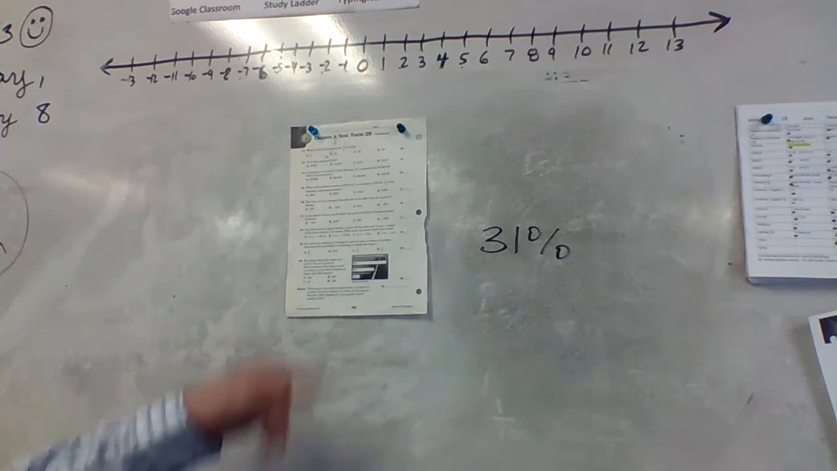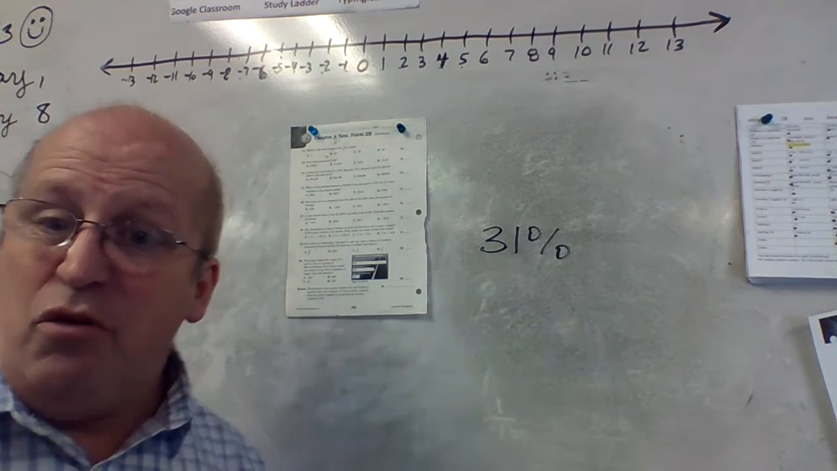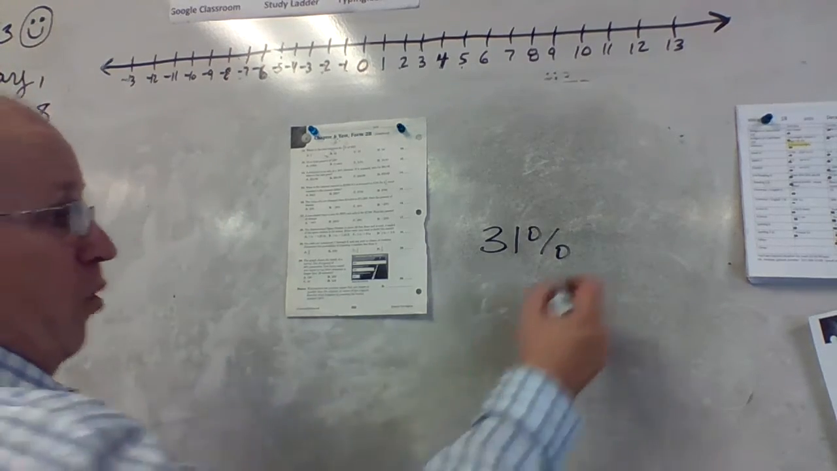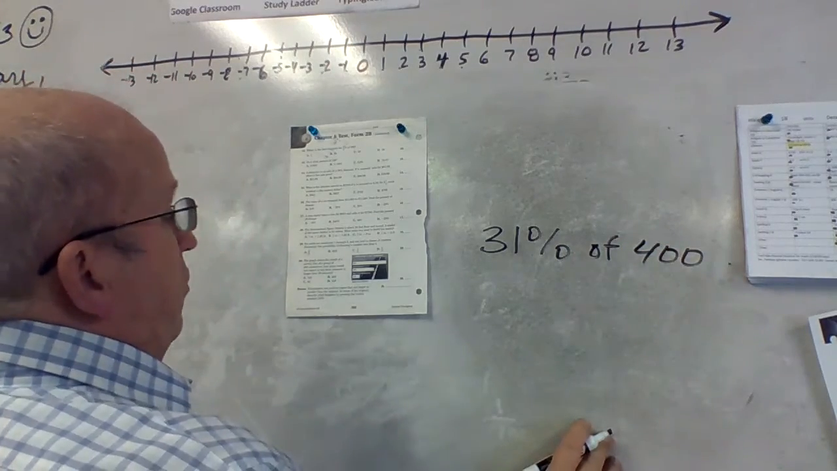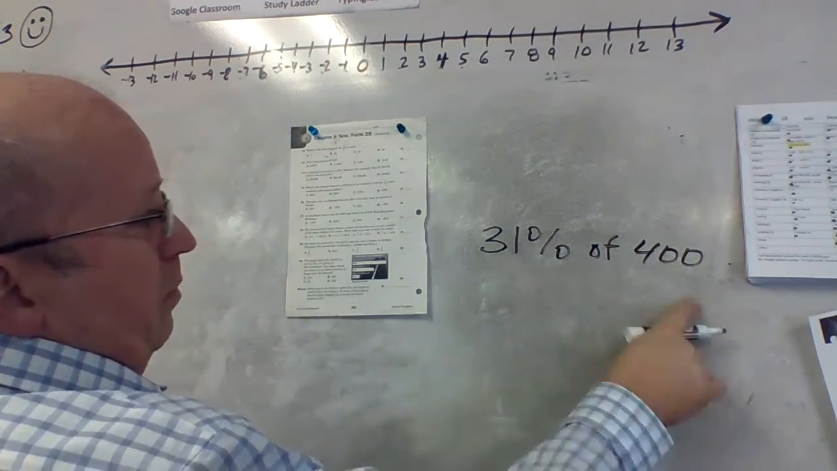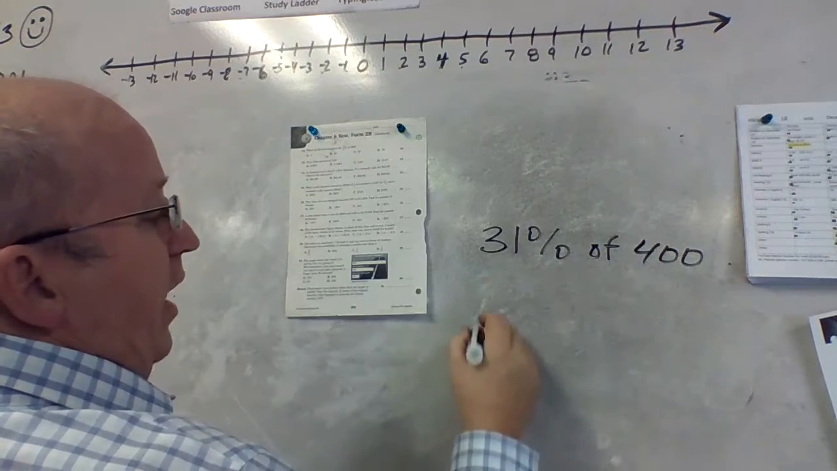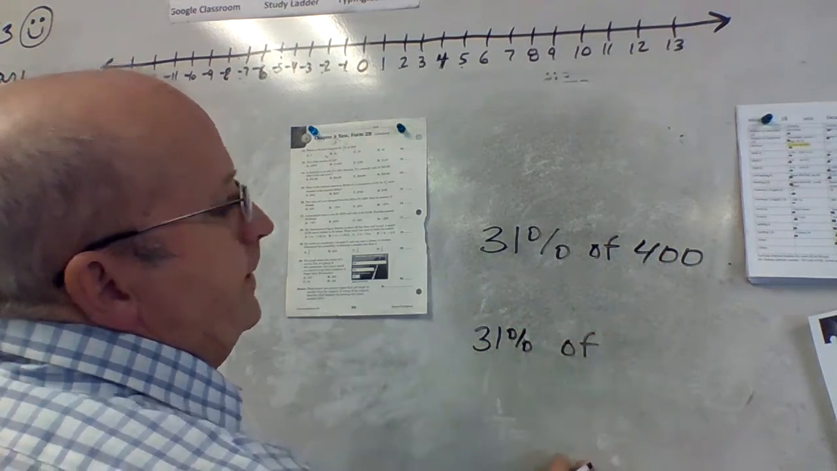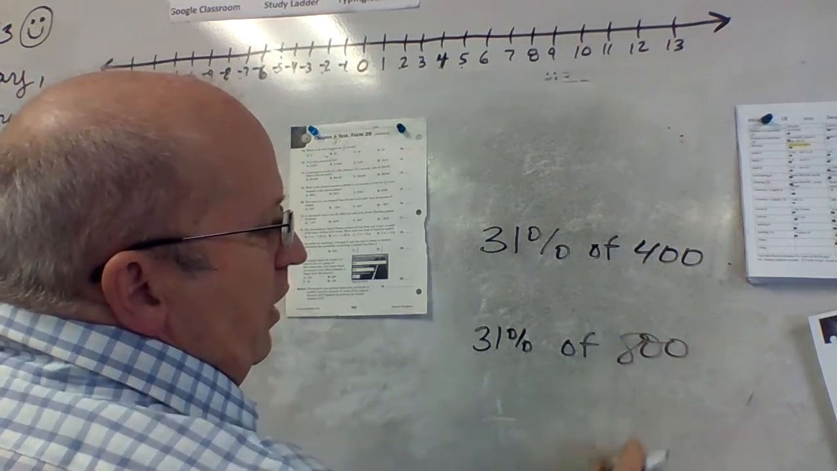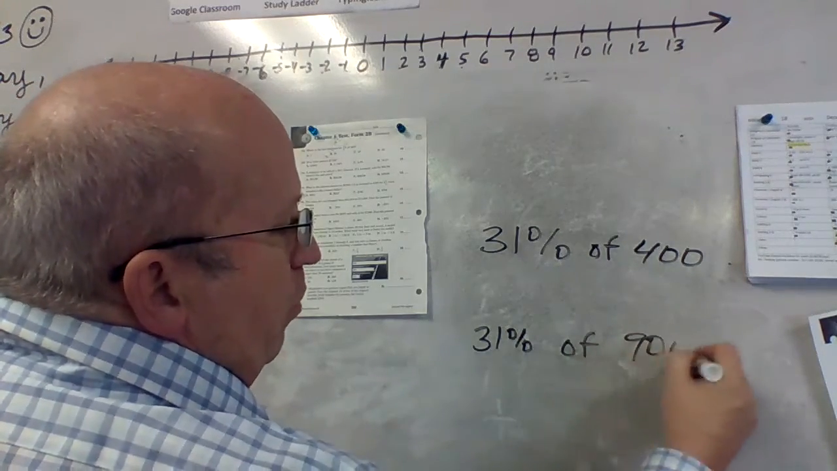Now, how many people are in the group that you're talking to? You're talking to 400 people. So in my mind, I'm thinking 31% of 400 people. Does that make sense? Now, I'm not going to do this problem because that's your deal to solve. But what if I had 31% of, say, 800? How would I do that? Or 900? How would I do that?